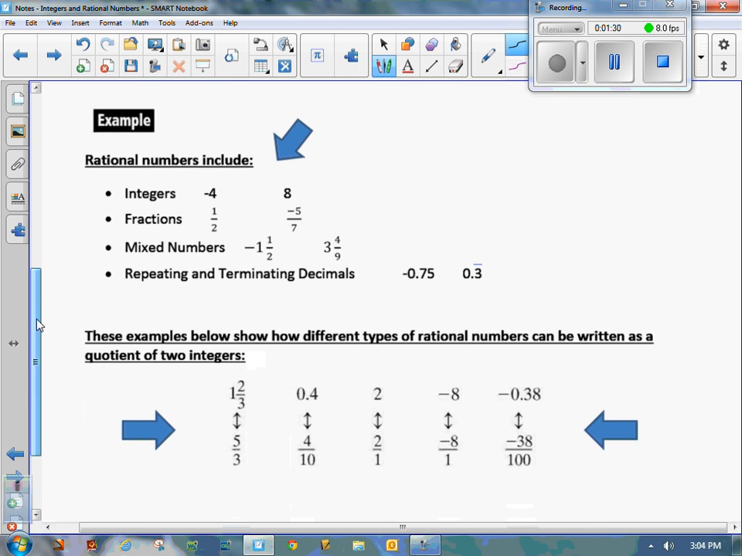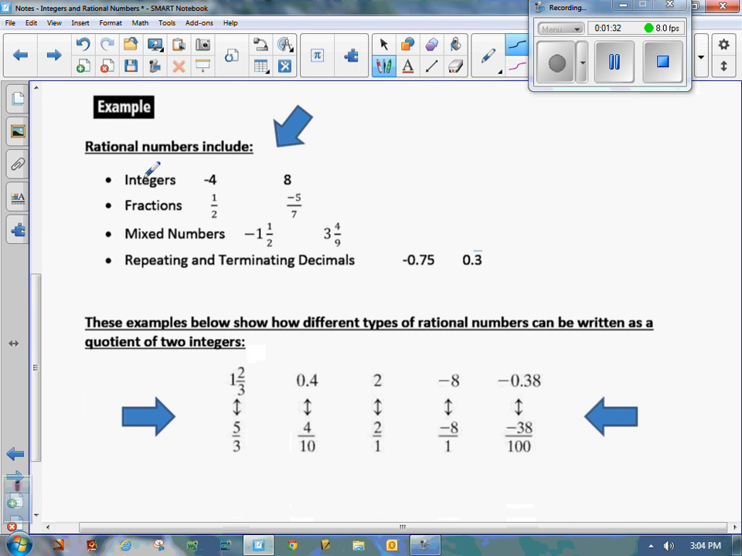Some other rational numbers, we've talked about integers, positive and negative. They can be fractions, they can be mixed numbers, but they can also be decimals, but we have to be very specific that they can be a repeating decimal or a terminating decimal. But it cannot be a decimal that goes on and never ends or never repeats.